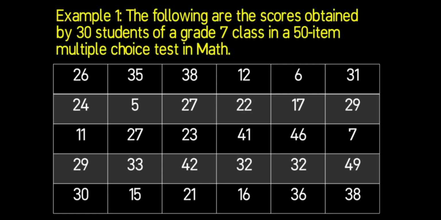So, ito yung example 1 natin, yung example na kukuhaan natin ng mean, median, and mode. Ito po yung data natin. In a grade 7 class, kumuha lang po ng 30 students. Ito po yung kanilang scores sa 50-item multiple choice test sa math.